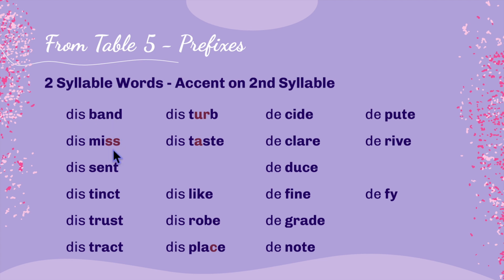Remember, a double S always says S. So we have dismiss, dissent, distinct, distrust, distract. Did you notice that all of these are closed syllables? So they all have their short vowel sounds. Remember that UR says "er," so we have disturb. And here we have the root word taste, where even though the E is 3 letters from the A, it still has a long sound. Distaste.